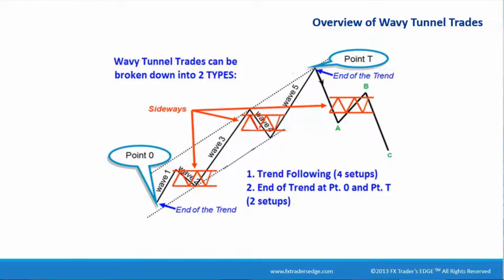Wavy Tunnel trades can be broken down into 2 types. 1, the trend following trades, of which there are 4 setups, the breakout setups, and 2, the end of trend trades at point 0 and point T. There are 2 setups, PWFG. Each trade setup has a defined potential profit area which we are going to target when taking a position. The PPAs are determined from the Elliott Wave cycle itself, helped along with the Wavy Tunnel setup.